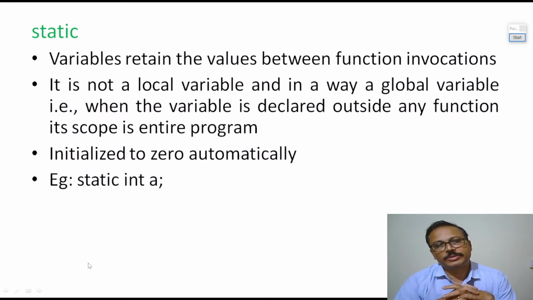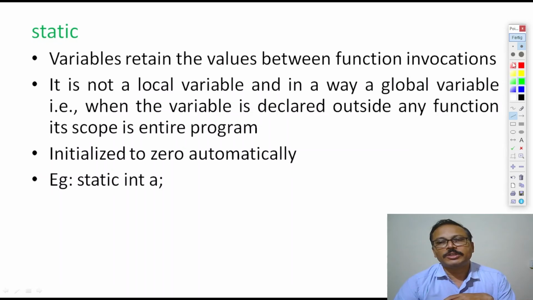Static variables are variables which retain their values between function invocations. They are initialized to 0 automatically, and the syntax is similar to auto and register. The only thing is you replace the storage class with static. They retain the values between function invocations.